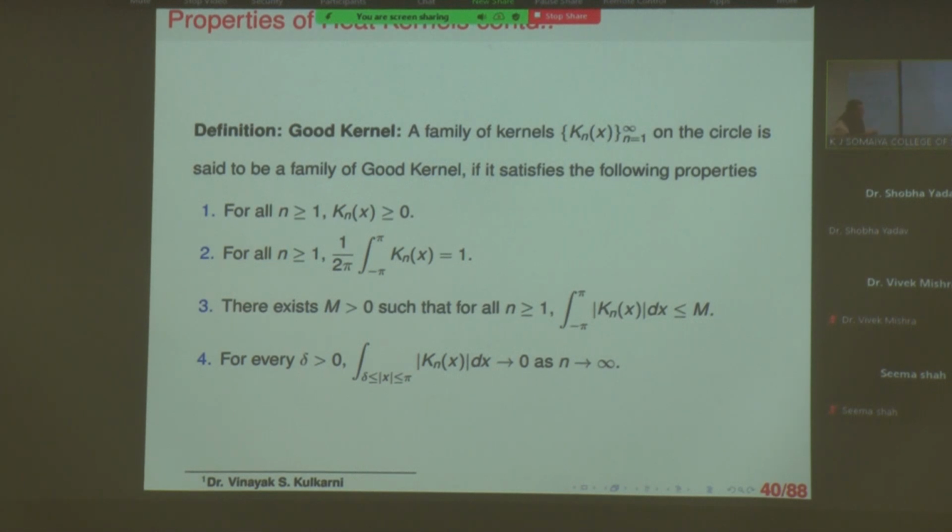Okay, so if a particular family of kernels satisfies all these properties, then we will call it a good kernel. Because we are mathematicians and we are very much interested that everything needs to be well defined. Otherwise, in general, good and bad is not well defined. Okay, so here it is well defined. A family of kernels satisfying all these properties, we will call a good kernel. Okay, so I will go ahead with these two concepts.